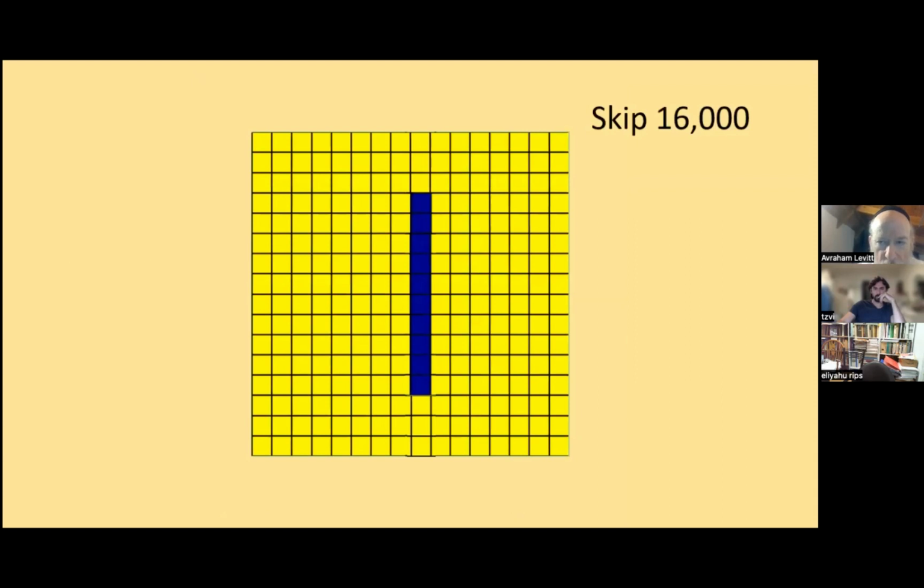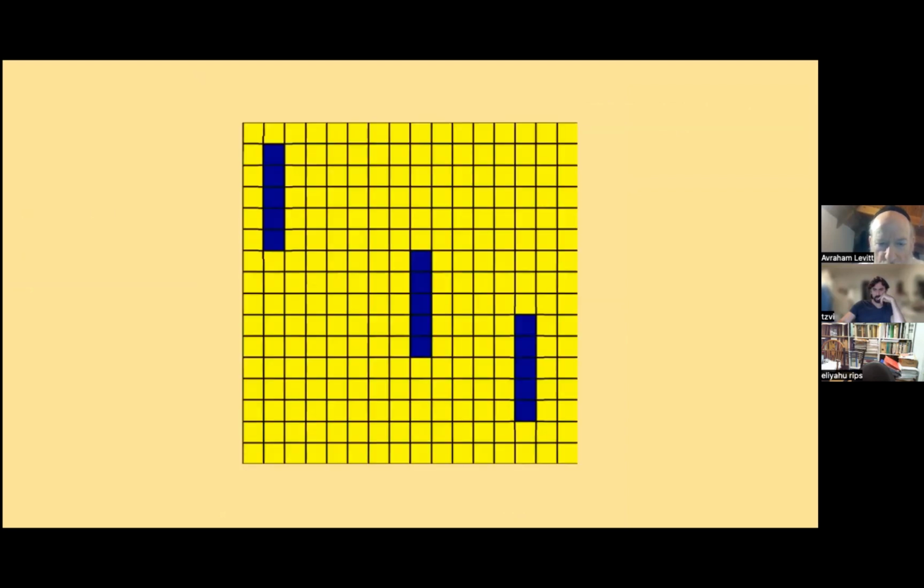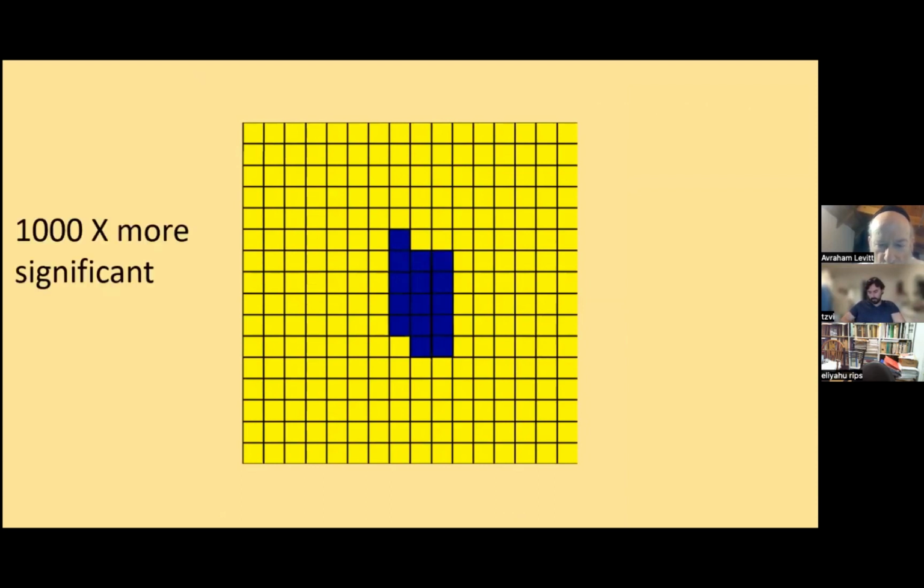The skip is also critical. If you have a skip of 16,000 versus a skip of 16, you have 1,000 times more significant result. Density, if you have 3 ELSs separated versus together, it can be 1,000 times more significant.